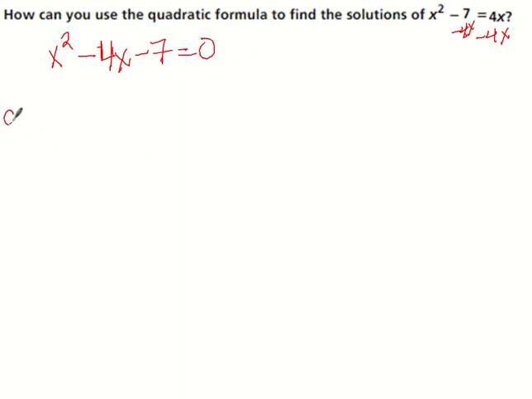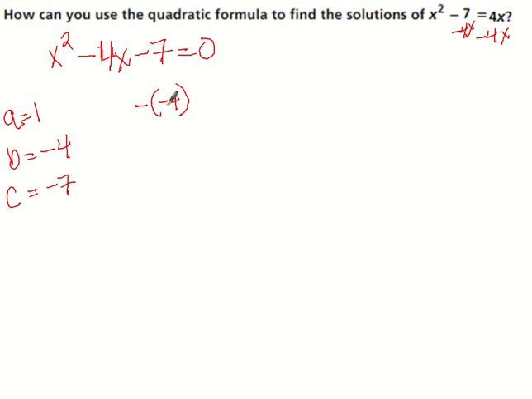Then we have our a, which is 1, our b, which is negative 4, and our c, which is negative 7. We're going to take all these and plug them into our quadratic formula. So remember, it was negative b, but then I read it as the opposite of b. So it looked like this. We go opposite of negative 4, right? This negative outside there does not take care of this negative.